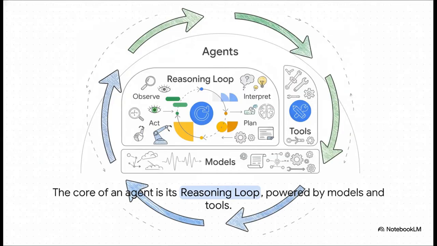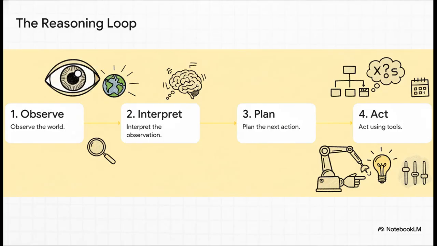So how does an agent actually think? Well, take a look at this. It's not just a one-and-done calculation. It's a continuous reasoning loop, a cycle where the agent is constantly observing, thinking, and then acting. And this loop breaks down into 4 really critical steps, and every leader needs to know these. First, it observes the world. Second, it interprets what it's seeing. Third, it plans its next move. And finally, it acts using its tools. Observe, interpret, plan, act. That is the core of every single agent.